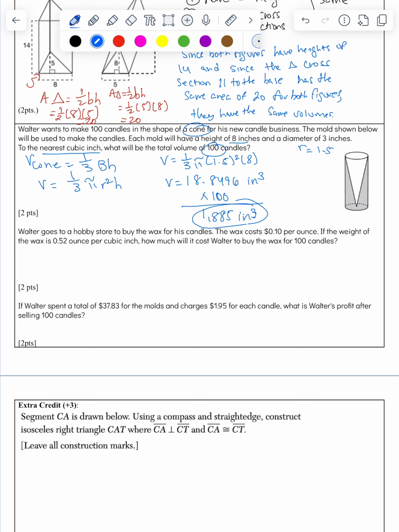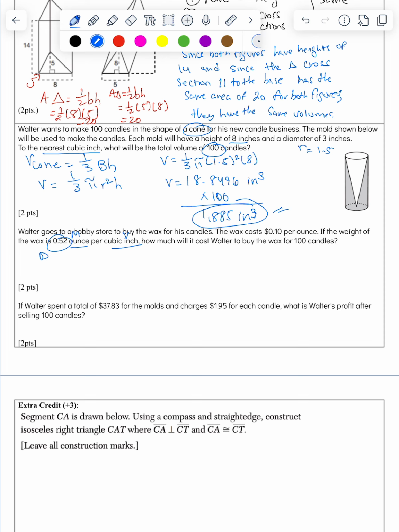Now we're talking about buying wax for the candles, and the wax costs 10 cents per ounce. The weight of the wax is 0.52 ounces per cubic inch. So that's the mass unit, that's the volume unit. That means this is the density. And we need to figure out how much it will cost Walter to buy the wax for the 100 candles.